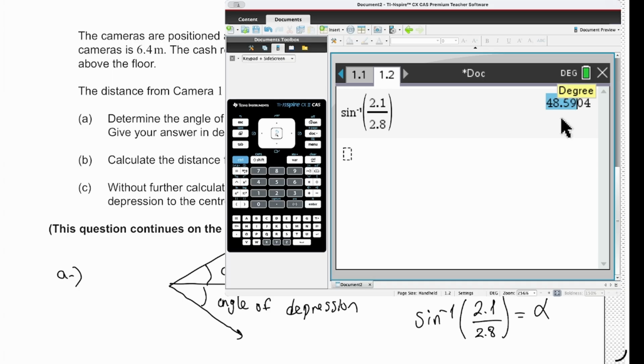Okay, so 48.6, right, in 3 significant figures. So alpha equals 48.6 degrees. Okay, let's move on.